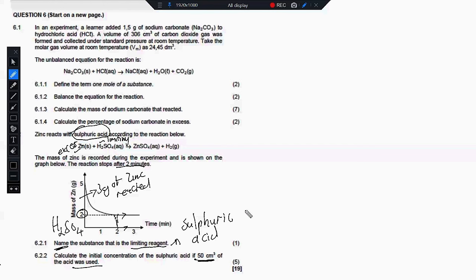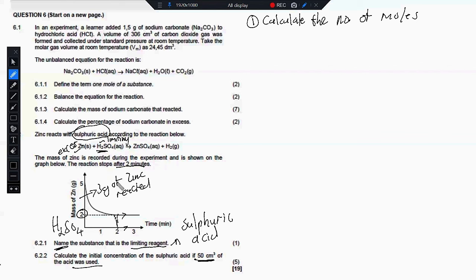Now again, 5 marks. We want to use our stoichiometric steps, right? Number 1 is to do what? Calculate the number of moles. Now, what can we use to calculate the number of moles? If we check here, we don't have enough information to just straightforwardly calculate the number of moles of H2SO4, which is why we are involving the 3 stoichiometric steps. We are only given the information for zinc, but what we are looking for is the concentration of the sulfuric acid.